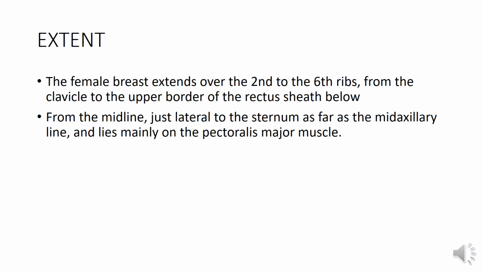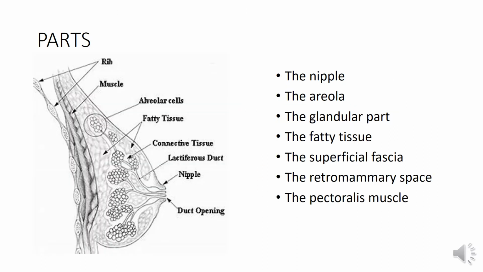So extent. The female breast extends over the second to sixth ribs, from the clavicle above to the upper border of the rectus sheath below, and from the midline, just lateral to the sternum, to as far as the mid-axillary line. It lies majorly on the pectoralis muscle. It also lies partly on the rectus abdominis muscle, that's on the rectus sheath, and then on the latissimus dorsi muscle. The parts of the breast: you have the nipple located here, and then you have the areola.